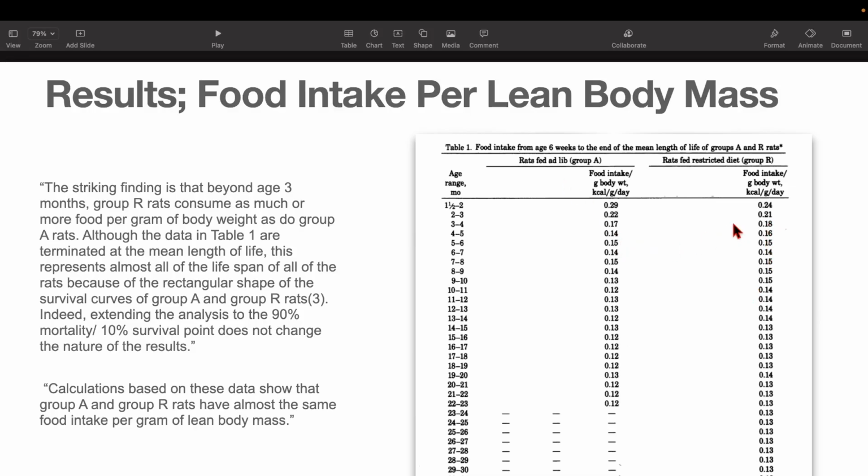So the restricted rats actually have an increased metabolic rate, at least based on this metric, than the ad libitum rats. This flies in the face of the rate of living theory, and it starts to make us question what the actual mechanisms of caloric restriction are here if it's not slowing the metabolic rate.